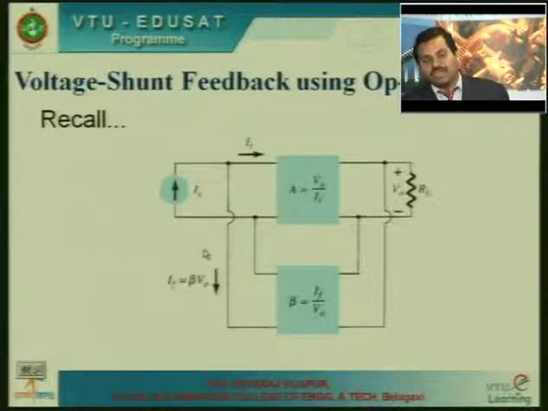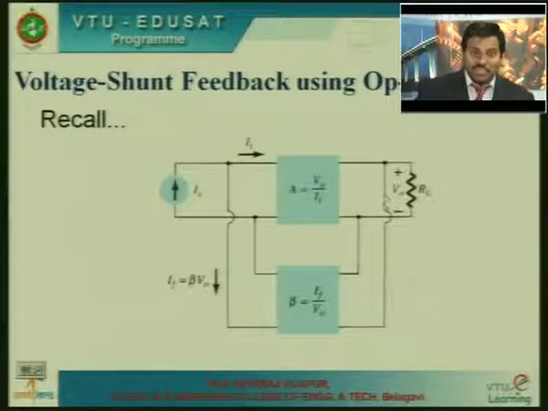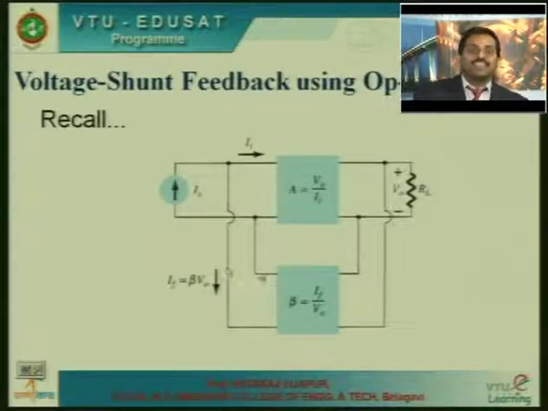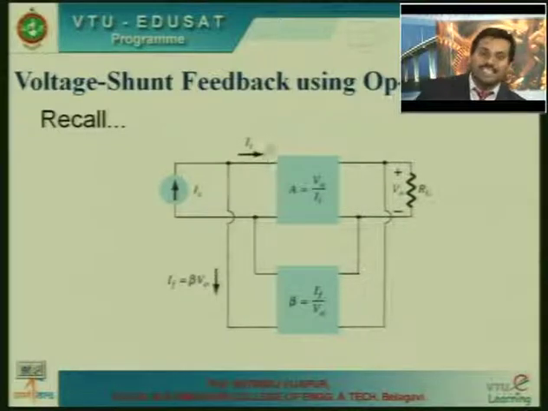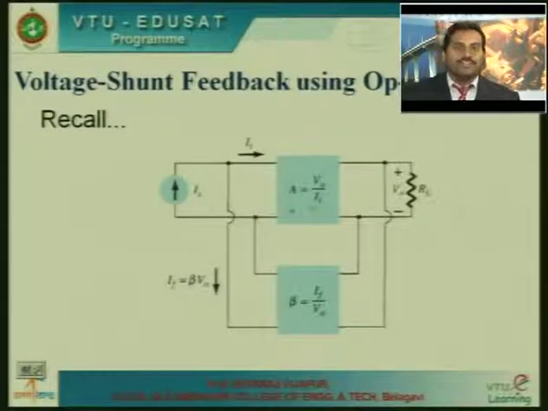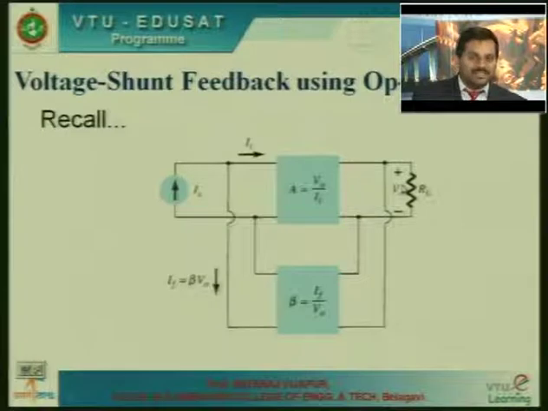So how is the feedback brought in here, or how is stability ensured? If the output voltage increases or decreases from its nominal set value, the feedback current will also increase. If the feedback current, which is drawn from the supply, increases, then the input current decreases. If the input current decreases, again the output voltage will decrease. This is how feedback happens in the case of voltage shunt feedback using op amp.